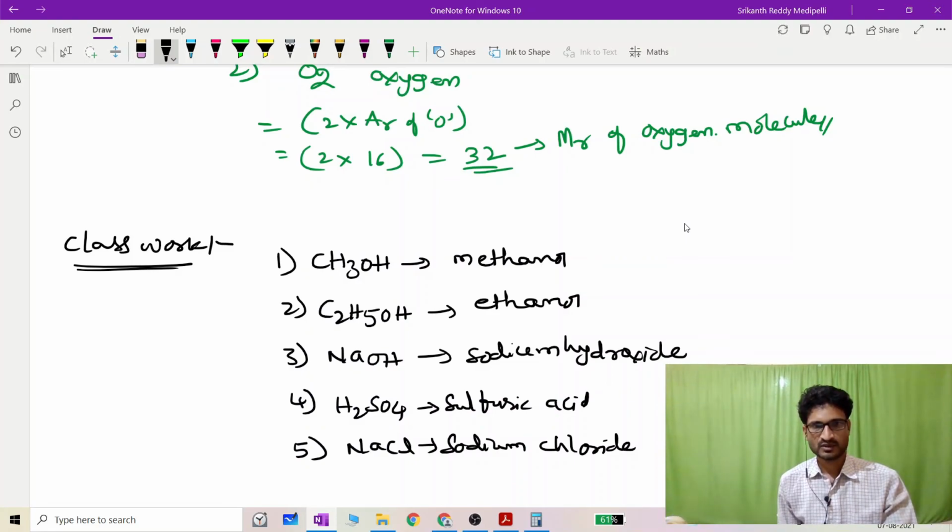So you know all the values, right? All the values related to atomic mass you can just calculate, and whatever values you got, you can post them in the comment section below. I will check them. I will try to give answers.